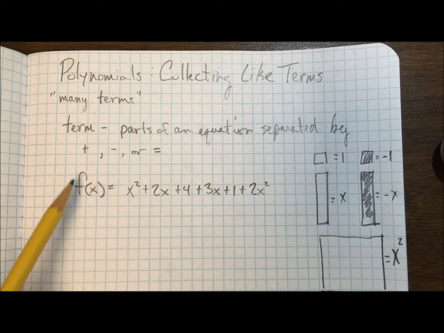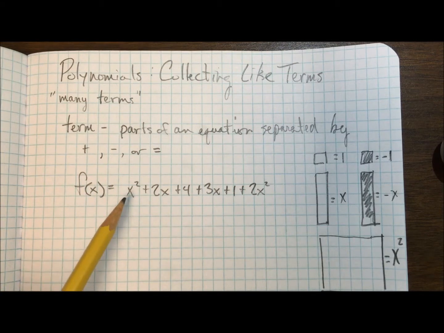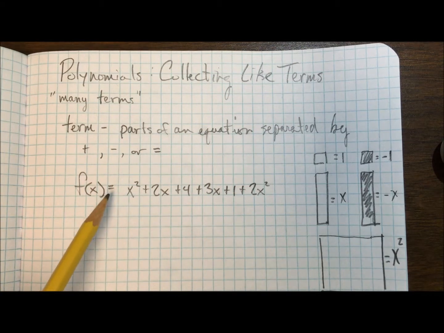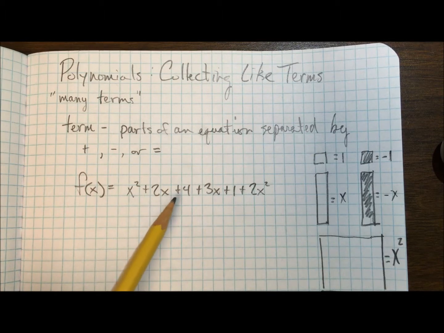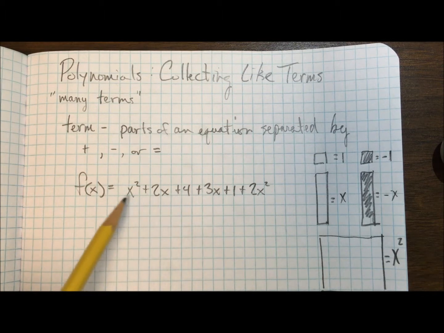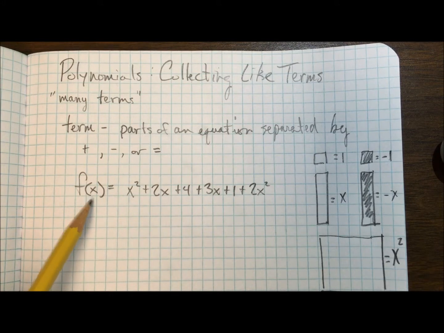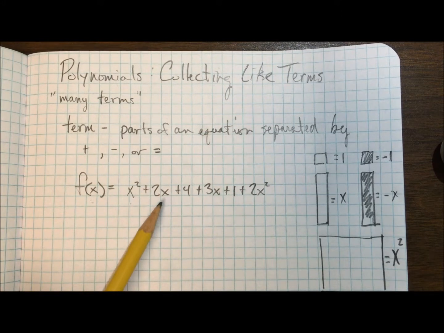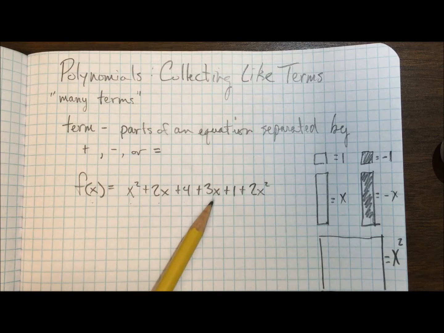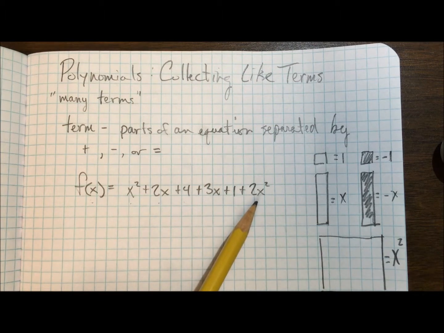Our output, f of x, is a term. X squared is a term. You see the equal sign, the addition, addition, addition, addition, and addition. So everything that's separated by addition and this equal sign, these are all separate terms. So x squared is a term, 2x is a term, 4, 3x, 1, and 2x squared are all terms.